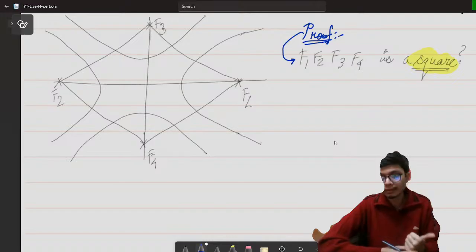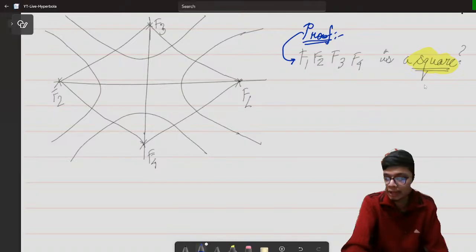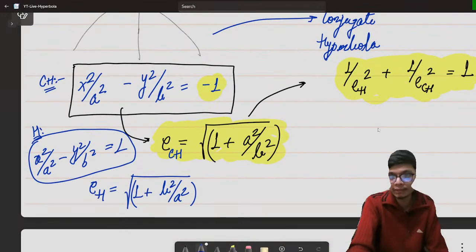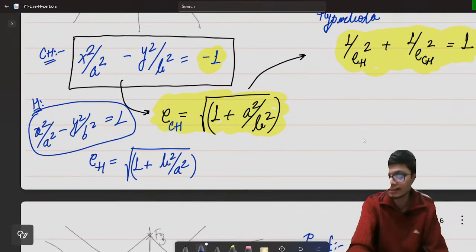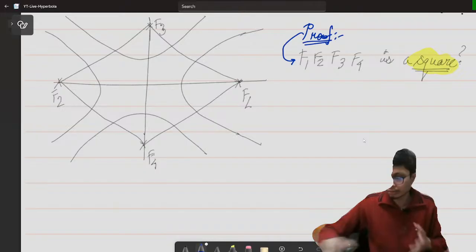A very simple way is that you can see that the two diagonals are intersecting at a right angle. That basically makes it a square, right? However, I want a written proof. So please prove that with respect to the eccentricity. You use the eccentricity equation in order to prove that this is a square. With this we come to the end of today's lecture.